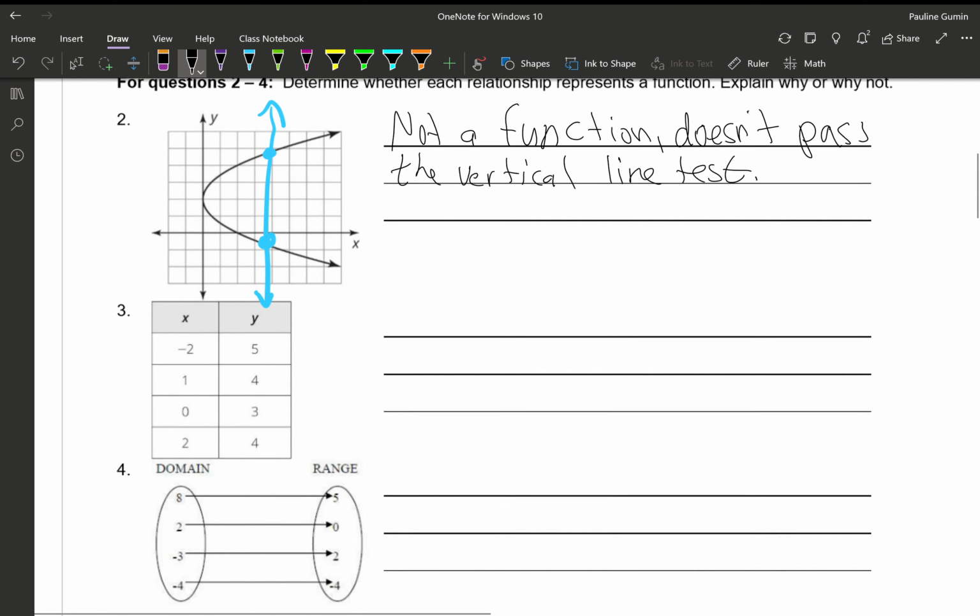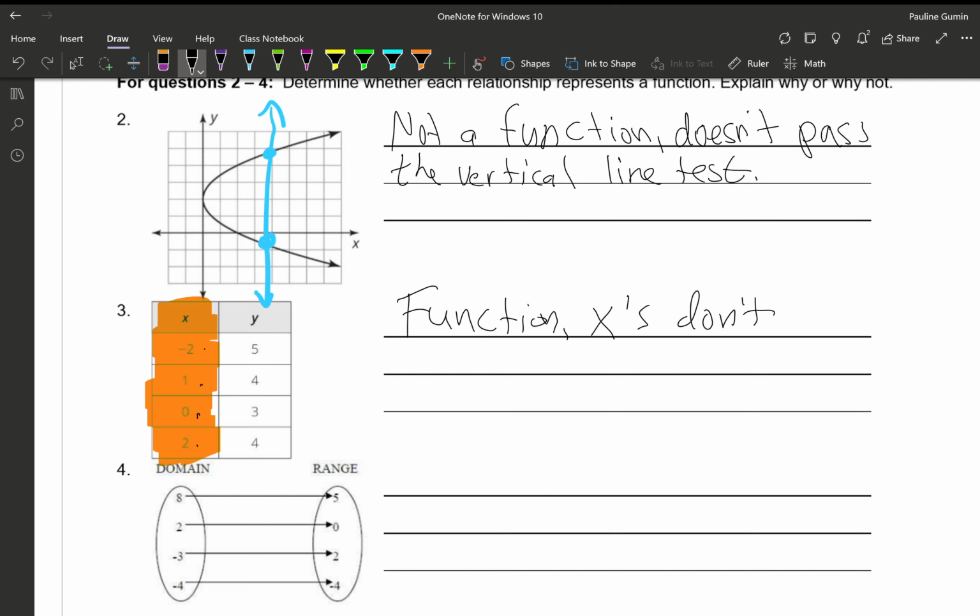All right, number 3 has a table. When we have a table, we look at just the x's for our domain, and it cannot repeat. So what we take a look here, it looks like my x's do not repeat. They're all different. So function. x's don't repeat.